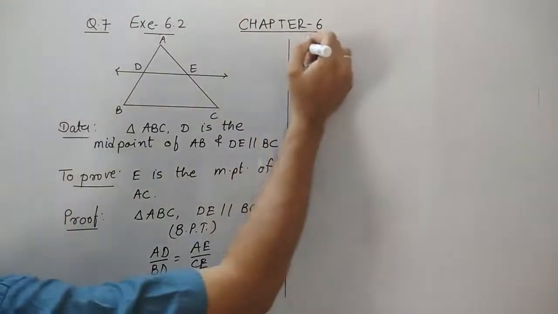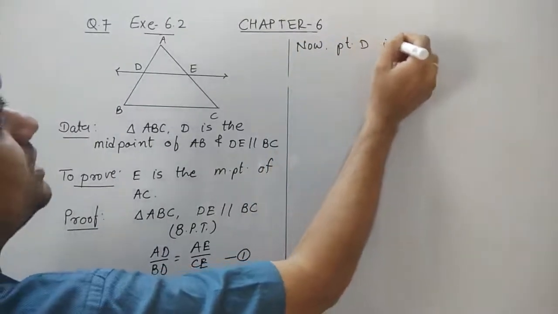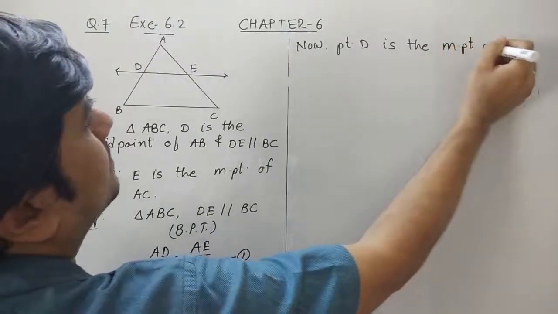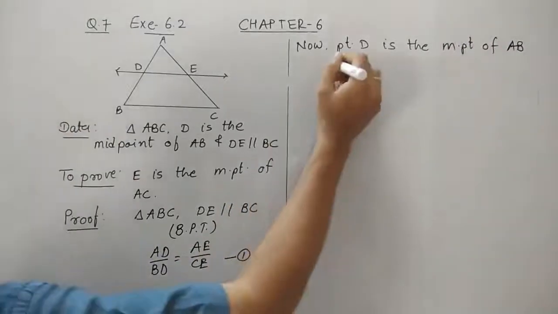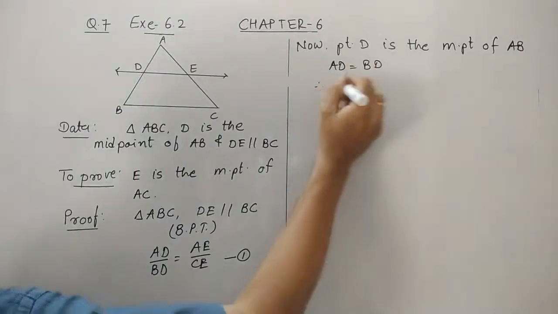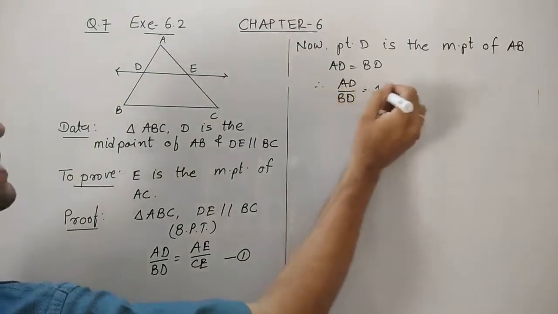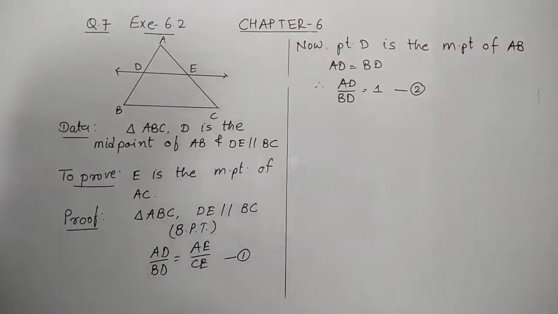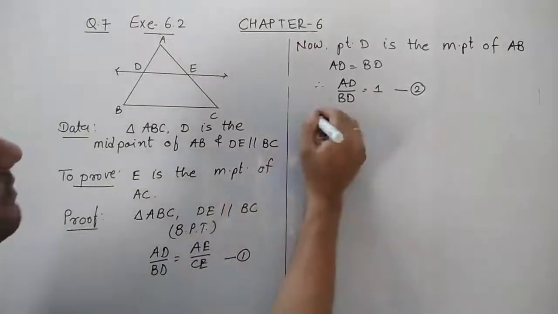Now you can see that point D is the midpoint of line segment AB. As it is the midpoint, we can say that AD is the same as BD. Therefore, if I ask the value of AD upon BD, that comes to 1. Substitute the value of AD upon BD as 1 in this equation.